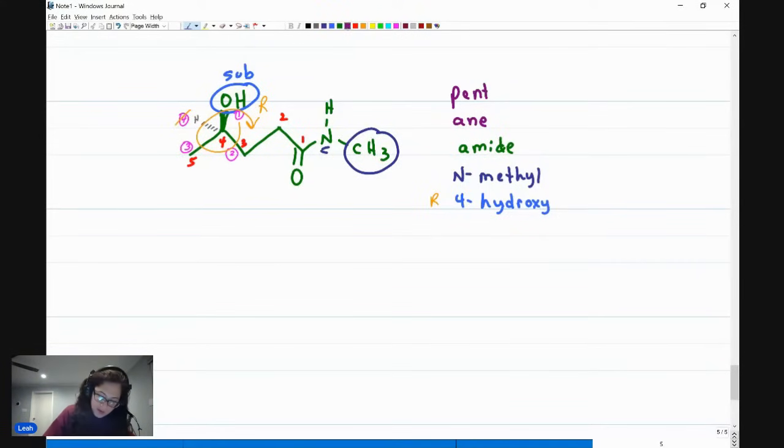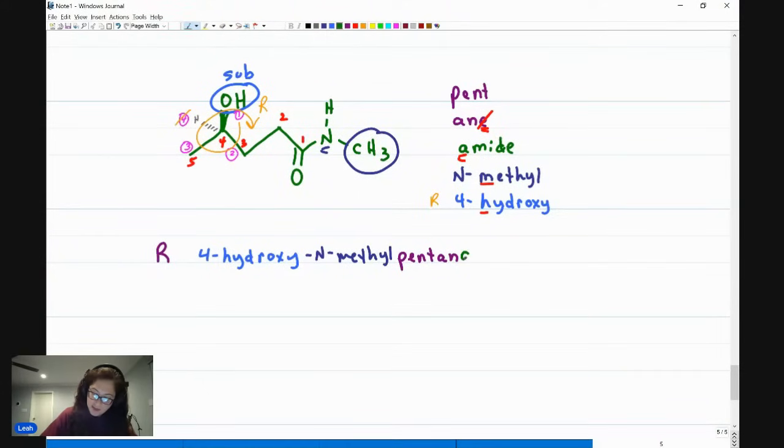We start with the R because the stereochemistry comes before the name. Then we put our substituents in alphabetical order. So I have two: I have M and H. H comes before M. So that will be 4-hydroxy. N, we treat it like a number because that is the position of the methyl group, N-methyl. First name, pent. Last name, ane. Whenever you have your name ending in a vowel and this starting in a vowel, you drop that E. So it's pentan instead of pentane. Amide. And that's our final name.